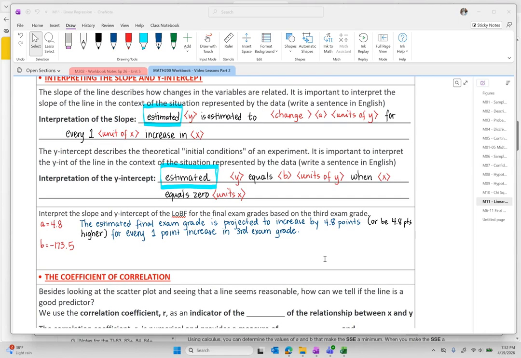And for the y-intercept, we will say that the estimated final exam grade is equal to negative 173.5 points if the third exam score is equal to 0 points. And again, this particular interpretation does not make any sense, but that is what this line indicates, that a student who scores 0 in the third exam will end up with a negative 173.5 in the final exam. 0 is way outside of the scope of the data.